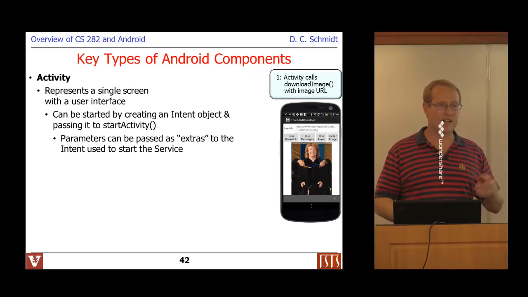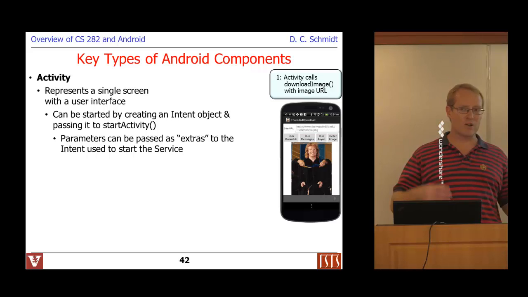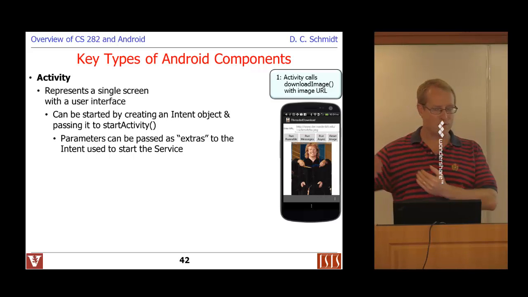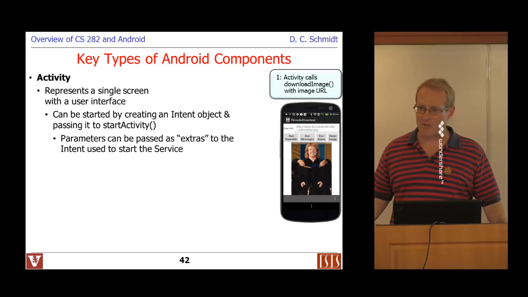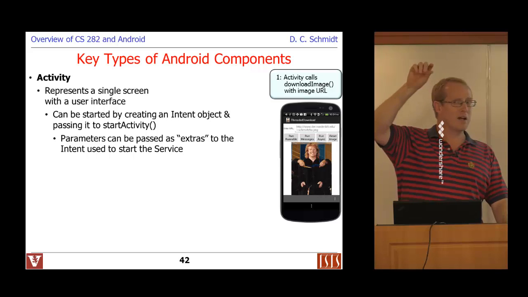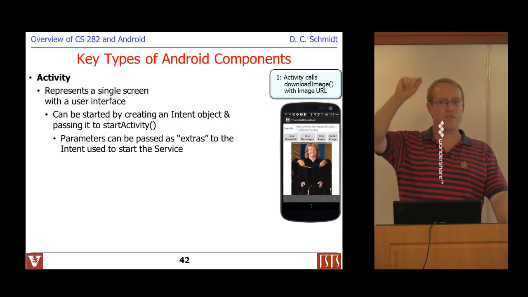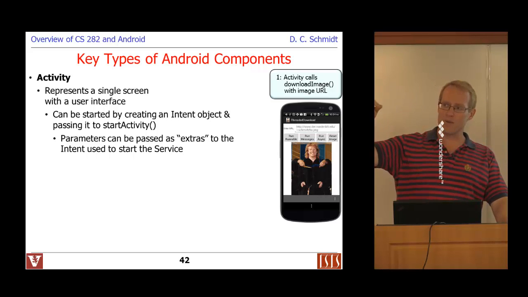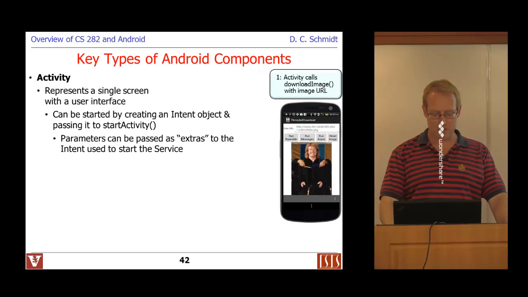There's different ways to create intents. You can name them explicitly, or you can give them properties or characteristics and have the system figure out which one is best for you. And if it can't figure out what's the best one for you, it'll pop up a little menu, and you can give it some hints. Oh, I really want to run this version of a browser, or I want to run this way of being able to handle an email or a text message or something like that.